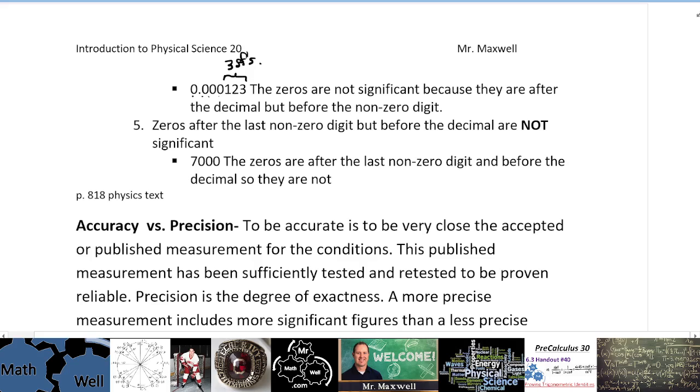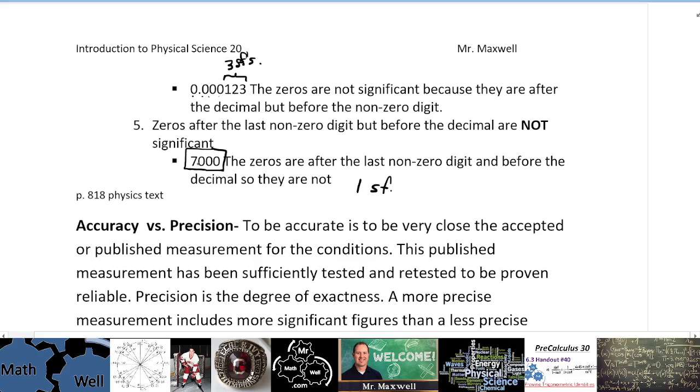Finally, rule 5: zeros after the last non-zero digit but before the decimal place are not significant. So this is the last one. And again, this one too is a bit strange. Even though there's zeros after a non-zero digit, because there's no decimal place, these zeros are also placeholders only. So in this measurement of 7,000, that's 1 sig fig. Because what this is saying is that I can only guarantee that this is close to 7,000. I don't know how close it is. 7,000 is the nearest thing I can bank on. It's to the nearest 1,000.